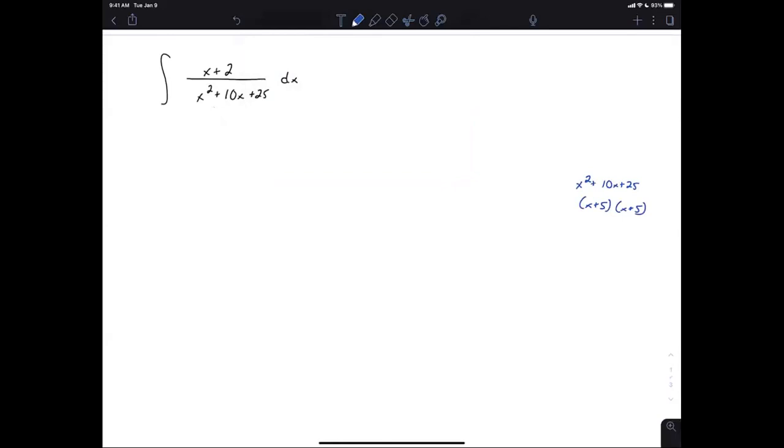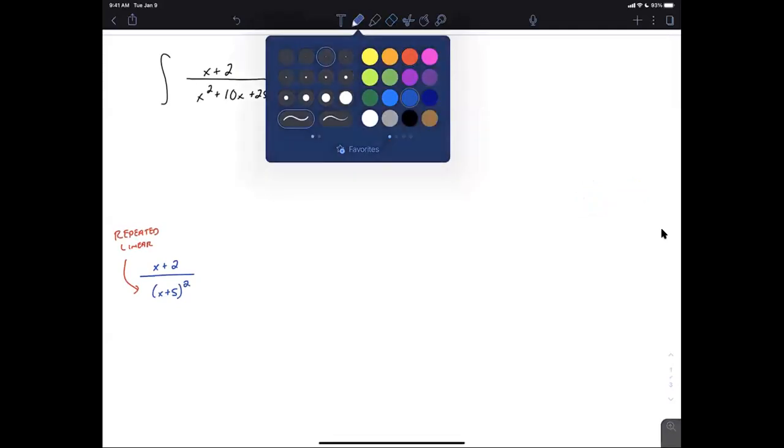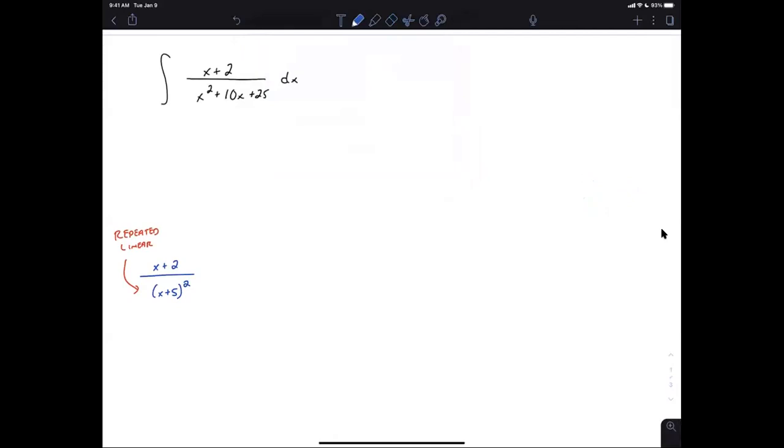When you get something like that, both of those factors are considered linear. They're x to the first power, but these are the same factor twice. So what we do is rewrite it as x plus 2 over x plus 5 squared. And this is called a repeated linear factor. It is linear, but it's there twice, so the way we handle that in the decomposition is slightly different. And the way we handle the integral is slightly different because of what we end up with when that happens.